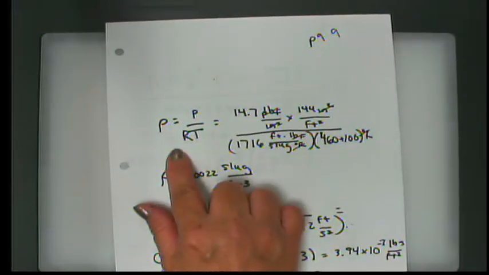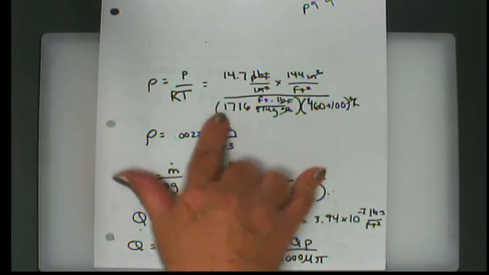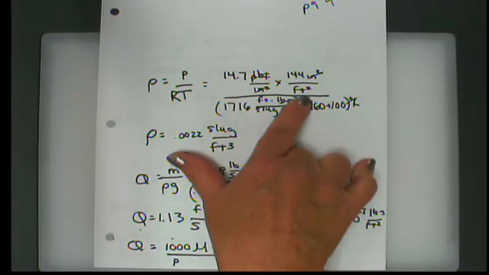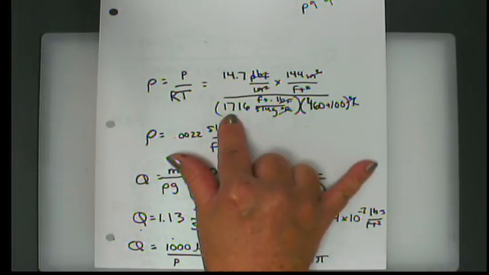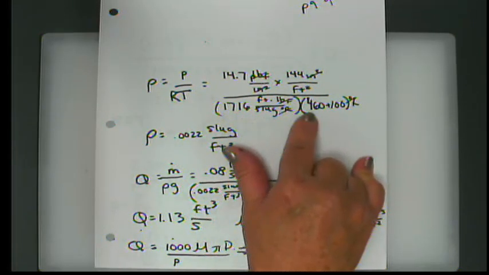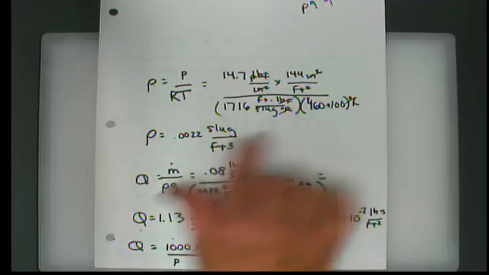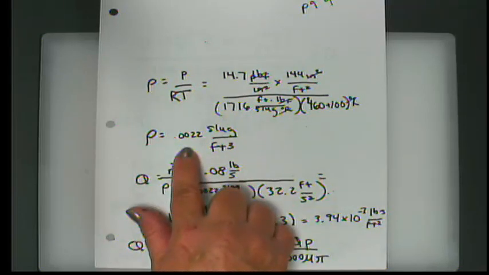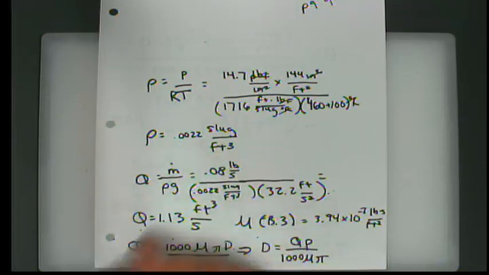All right, so I solved for my density of air at those conditions, standard atmosphere, converted into feet, the R value for air, which I looked up in my textbook, and the temperature of air in degrees Rankine, and I compute a value of rho of 0.0022 slugs per cubic feet.